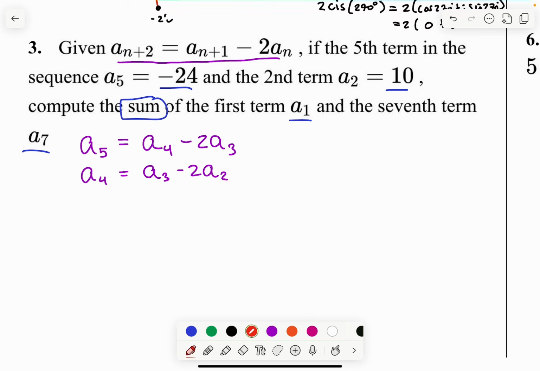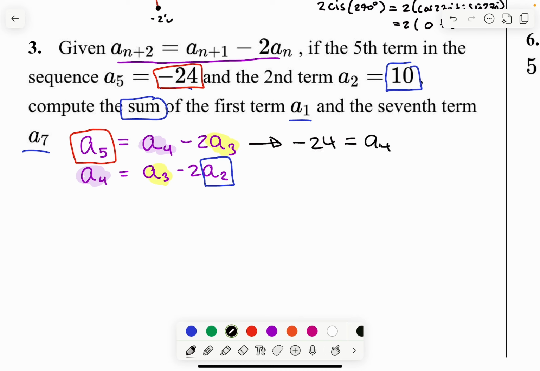Okay, and so notice at this point, the reason I did that is because I know this is a number that can get replaced with a negative 24. And I also know this is a number, so that can get replaced with a 10. What that'll leave behind are two equations, both involving A4 and A3, which means I can solve for both of those. So this says negative 24 is equal to A4 minus 2A3. And this says A4 is equal to A3 minus 2 times A2, but I know that's a 10.